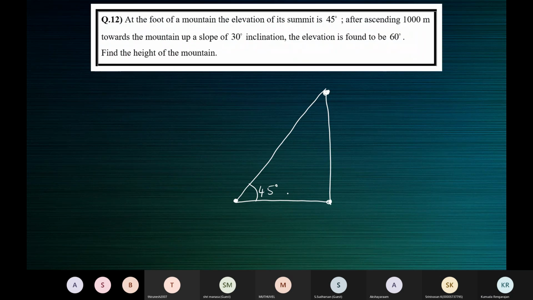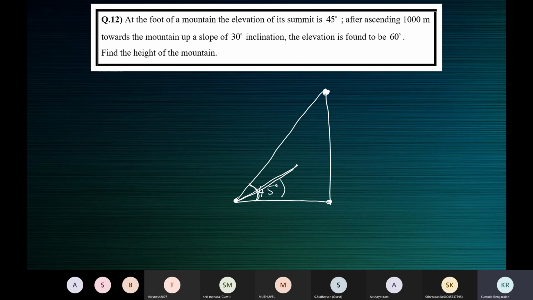After ascending 1000 meters towards the mountain up, so you're climbing up the mountain. From here, when you raise your head and see, the elevation is 45. But the slope of the mountain is not inclined at 45 degrees. The mountain slope has an inclination of only 30 degrees. So you're walking up the mountain now, like this, because the inclination is 30 degrees, which is less than 45.